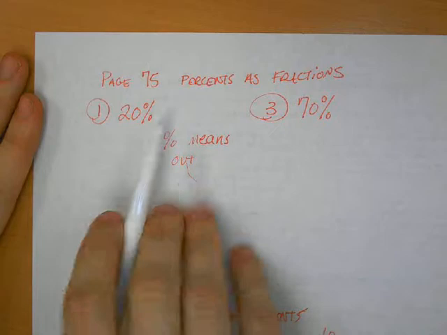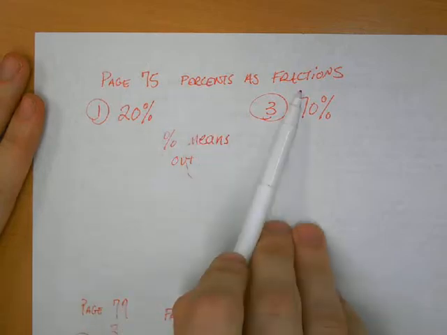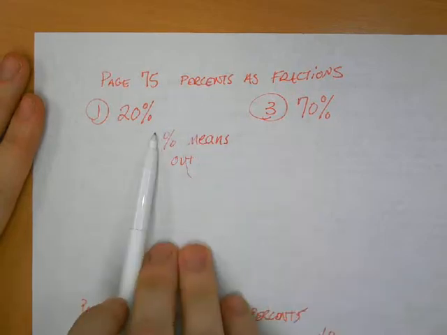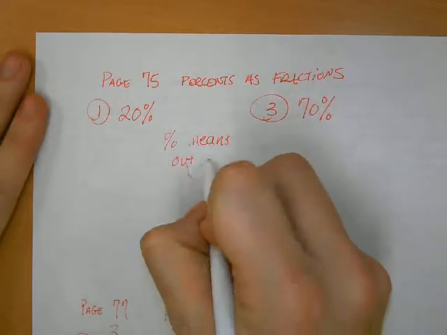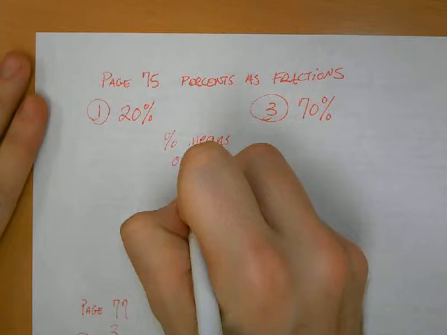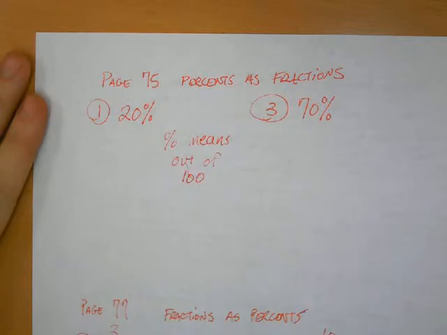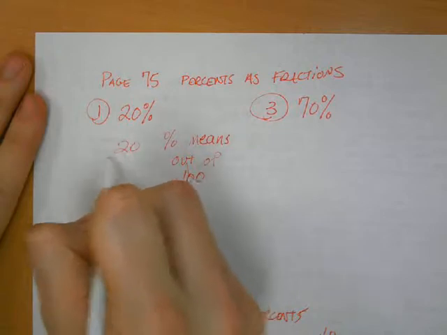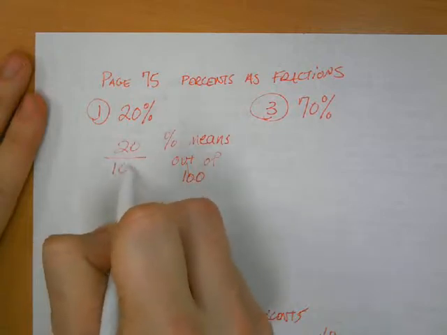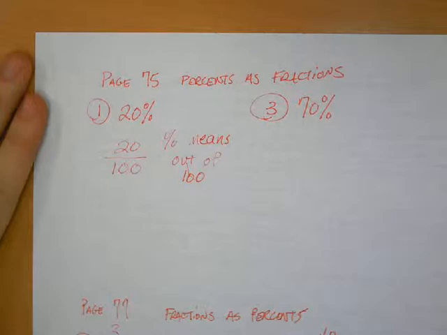So here on the first page, we are trying to change percent into fractions. Number one is 20%. The first thing we need to do is our language goal for the week, which is to understand that percent means out of 100. I'm sure you knew that. So I'm going to change this to a fraction. When I do, it is 20 out of 100. Just like that. The last step I need to do, now I have a fraction, I need to simplify it.